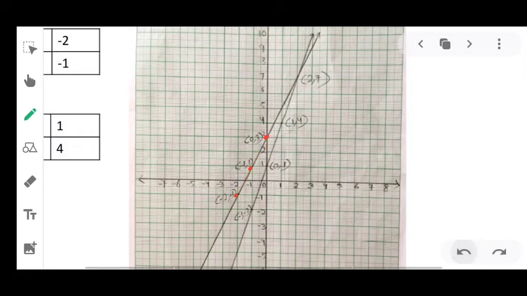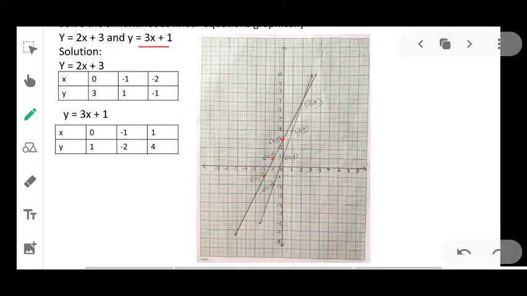Now coming to the second equation, y equal to 3x plus 1. If you take the value of x as 0, then y will be 1. When x equal to minus 1, y equal to minus 2. When x equal to 1, y equal to 4. Now we'll plot these points 0, 1, minus 1, minus 2, 1, 4 on the graph.